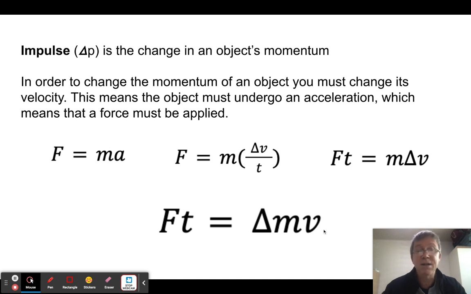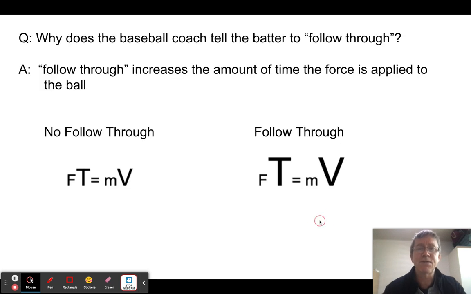Now, you'll notice sometimes, even in this particular screencast, sometimes I'll write m delta v, and sometimes I'll write delta mv. It means the same thing: it's change in momentum. So, in other words, a force applied over a given time is going to cause a certain amount of change in an object's momentum. Let's look at some of the implications of this.